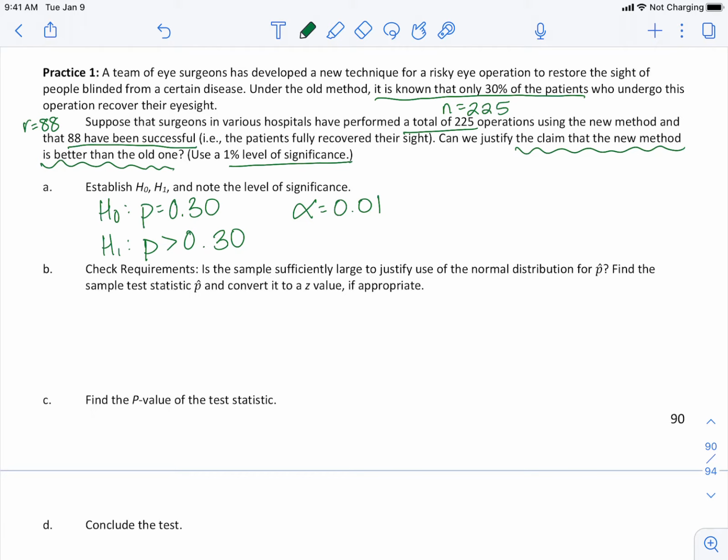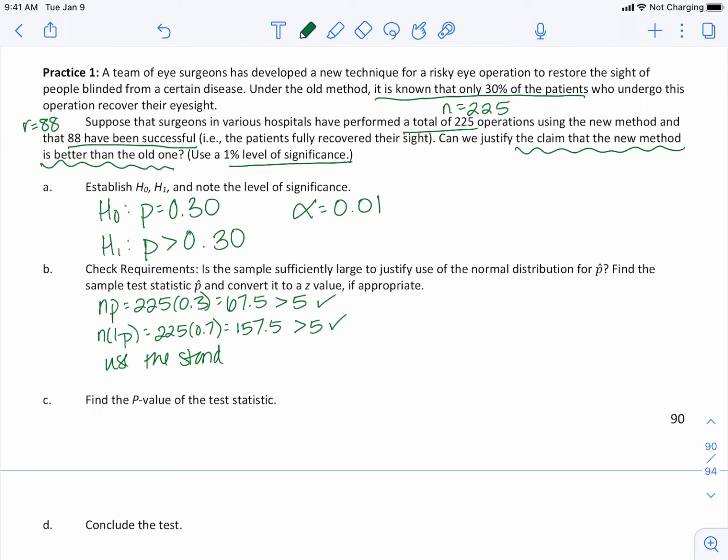All right, to check our requirements, is the sample sufficiently large to justify the use of the normal distribution for p hat? Find the sample test statistic p hat and convert it to a z-value if appropriate. So we have to check our n times p. So this is 225 times 0.3, which gives us 67.5, which is greater than 5. Okay, then n times 1 minus p. So 225 times 0.7, which is going to give us 157.5, which is also greater than 5. So we're good there. So we can use the standard normal distribution.